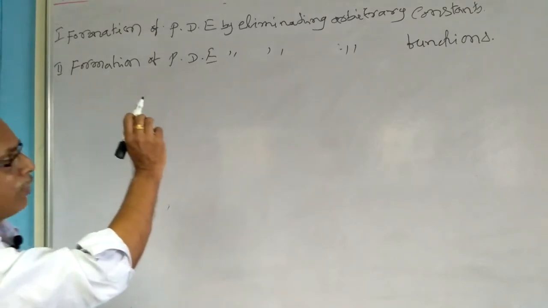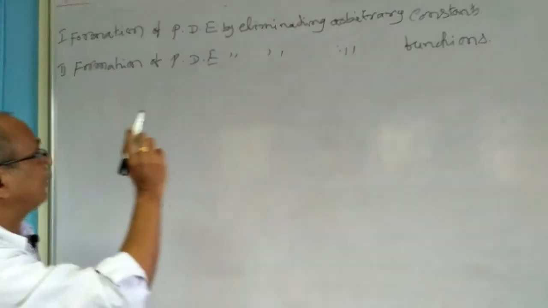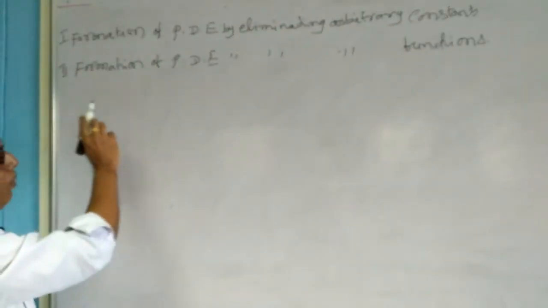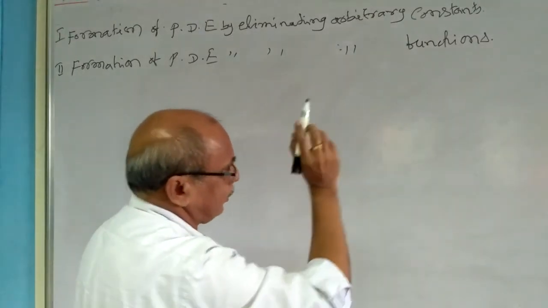Formation of a partial differential equation by eliminating arbitrary constants, that is the first method. Second method, formation of partial differential equation by eliminating the arbitrary functions.